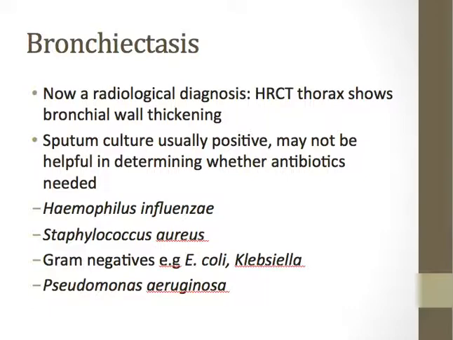I said that you would be suspicious that this lady would have bronchiectasis. You wouldn't make the diagnosis on the basis of her presentation in clinic, because bronchiectasis is now largely a radiological diagnosis, and high-resolution CT of the thorax shows characteristic thickening of the bronchial wall. If you send the sputum that I showed you for culture, it's usually positive. In fact, it's probably nearly always positive, but that may not be very helpful in determining whether antibiotics are needed. The things we grow are typically organisms of the upper respiratory tract, including Haemophilus influenzae, but we see a higher rate of isolation of organisms which aren't typical colonisers, including Staphylococcus aureus and the gram-negatives like E. coli and Klebsiella, as well as Pseudomonas aeruginosa.